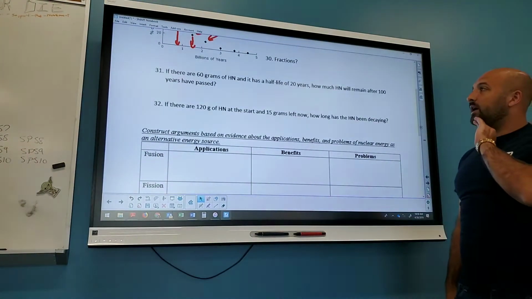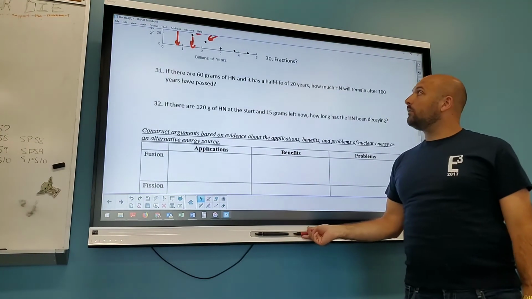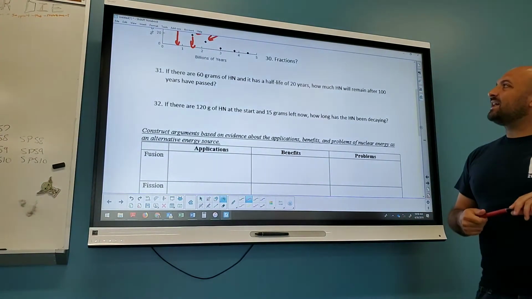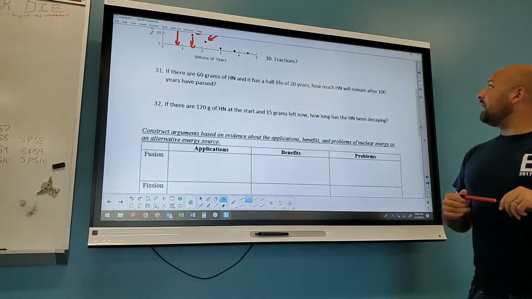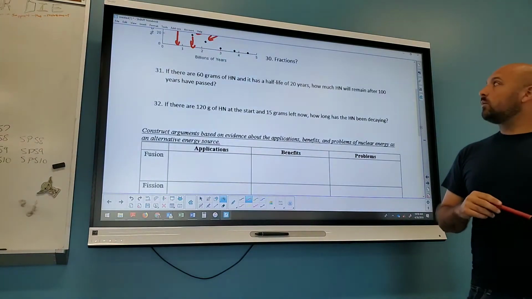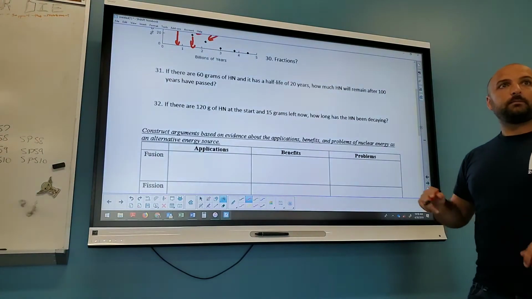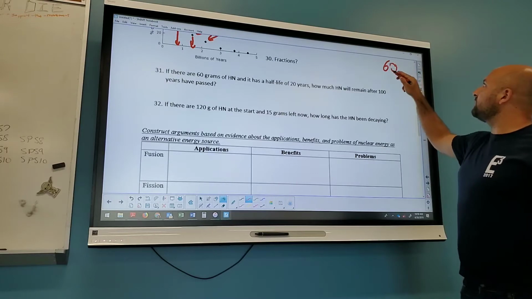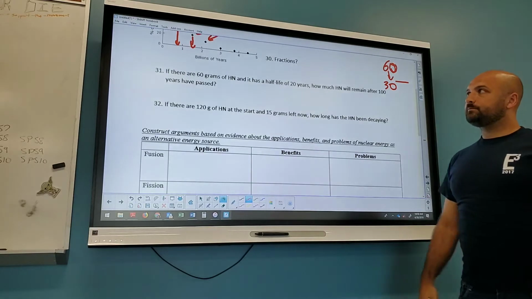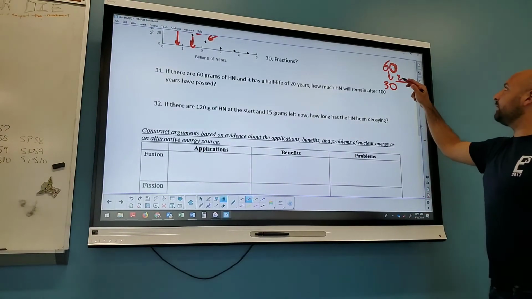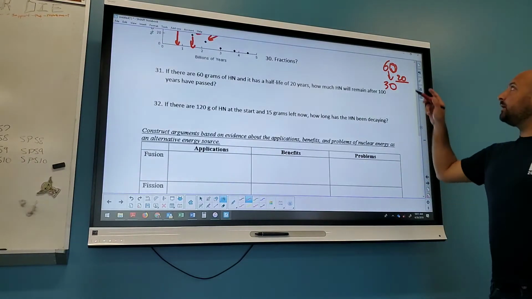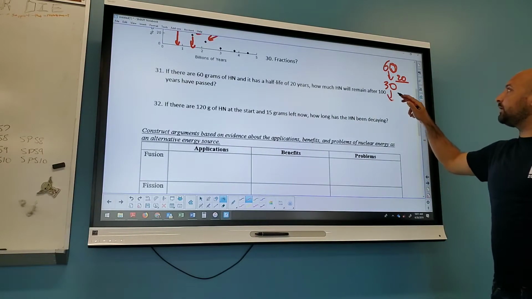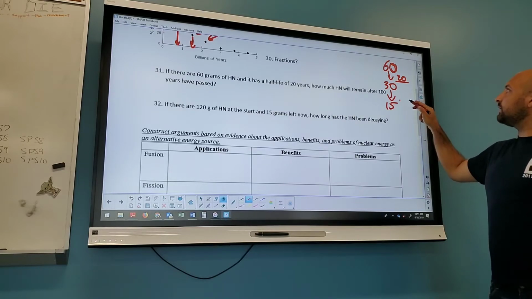If there are 60 grams of hydrogen mononitride, and it has a half-life of 20 years, how much will HN remain after 100 years have passed? So what do we do first? Starting amount was 60, and then reduce it by half. How long does that take? 20 years, right? I got to keep doing this until I get to what number? 100, right? So 60 becomes 30, then 15, and that took another 20 years.